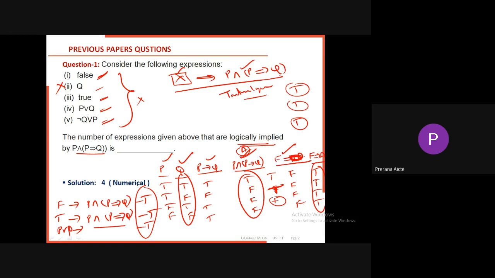So that is the statement. This is the numerical type of value that we need to give as the answer. So 4 is the answer for this.